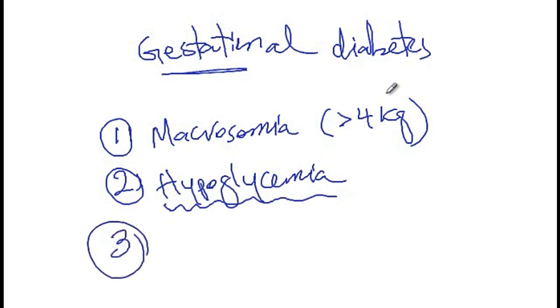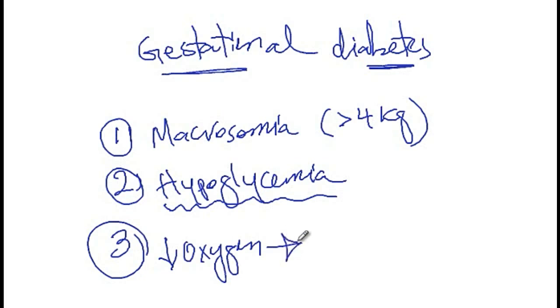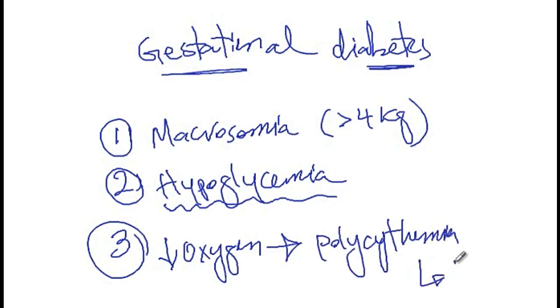And finally, diabetes sometimes interferes with placental vascular supply, and thus due to decreased oxygen supply, these children will develop polycythemia, which causes hyperviscosity. And that concludes our discussion.